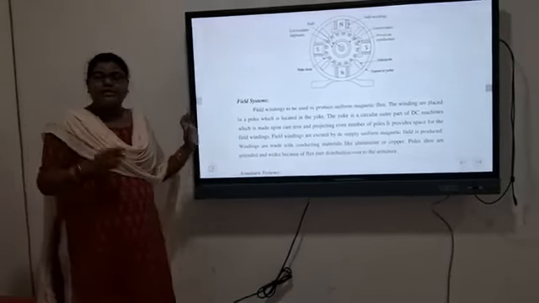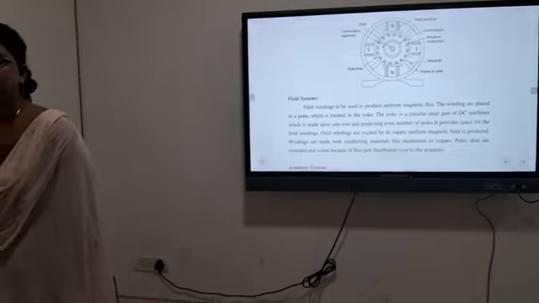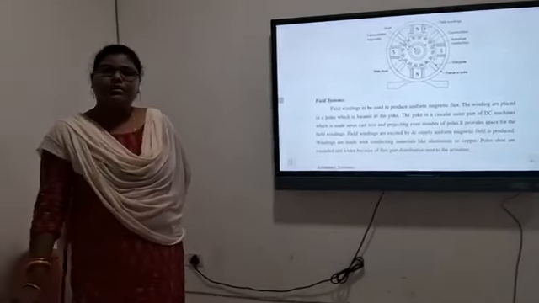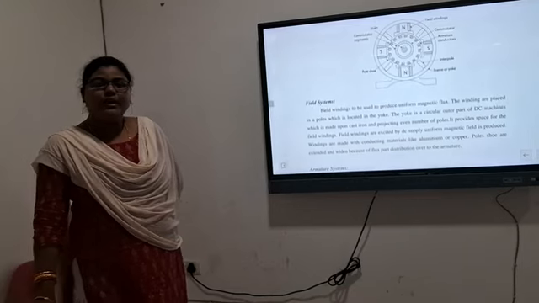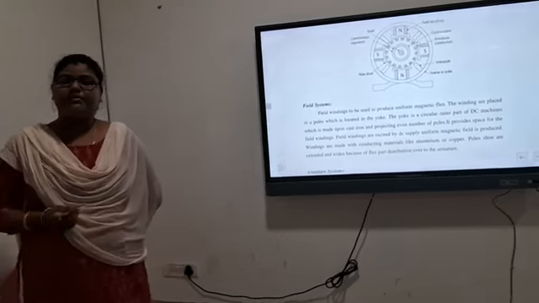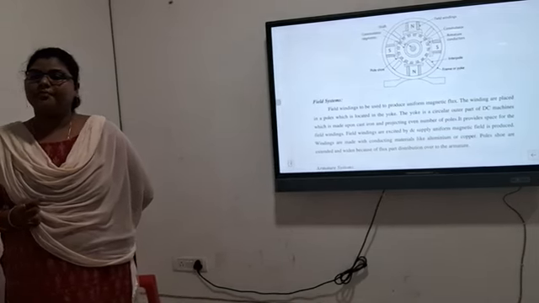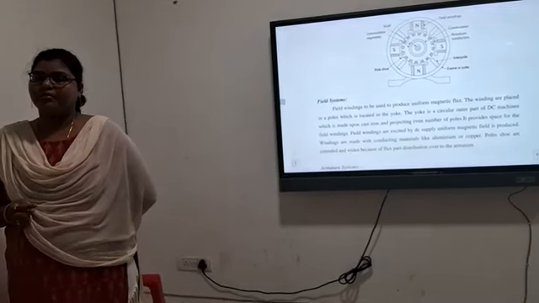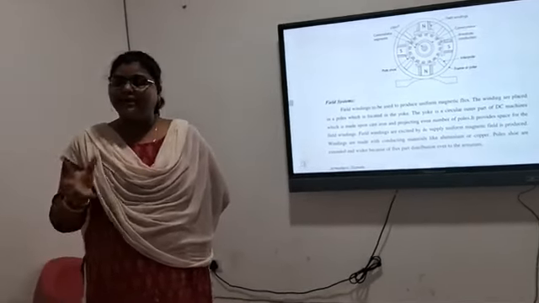that will be generated. What is flux? Magnetic flux. What is the magnetic property? When a current carrying conductor is placed in a magnetic field, then magnetic flux is generated. What is the main magnetic property?